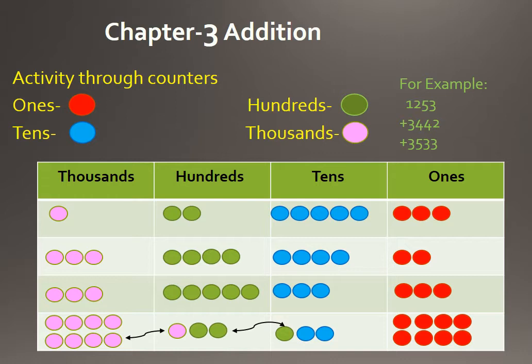Now by adding thousands place we have 1 plus 3 is 4, plus 3 is 7, and already 1 carried forward from hundreds. So what number is at thousands place? 8. The total sum is 8228. Hope you understand.